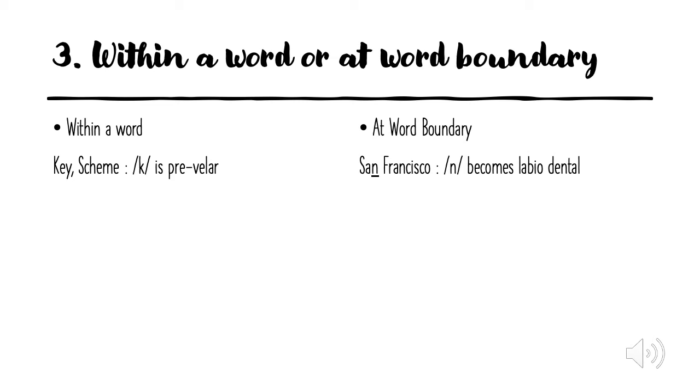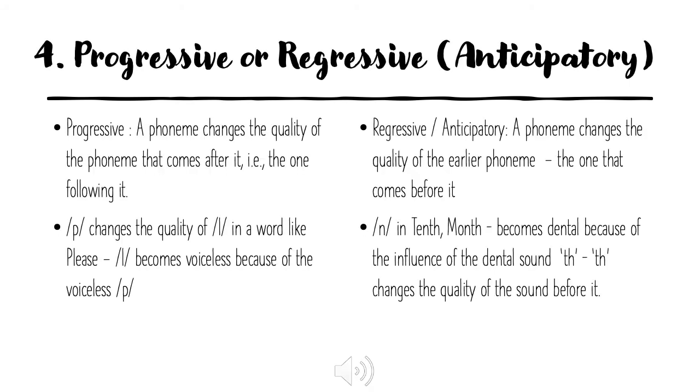So that is an example of an assimilation at a word boundary. And the last of these categories would be the progressive and regressive kinds of assimilation. In other words, which word or which sound undergoes the change because of which sound. That is, a sound may change because of the sound that comes before it or the sound that comes after it. So depending on that, you can categorize the change as either progressive or anticipatory.